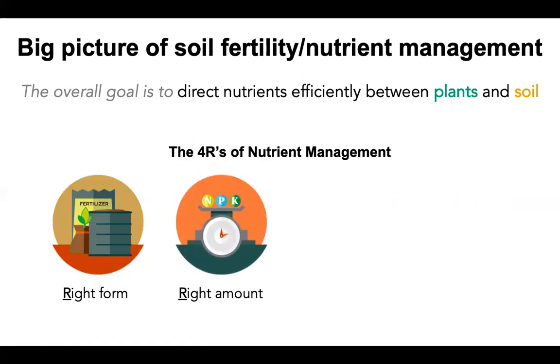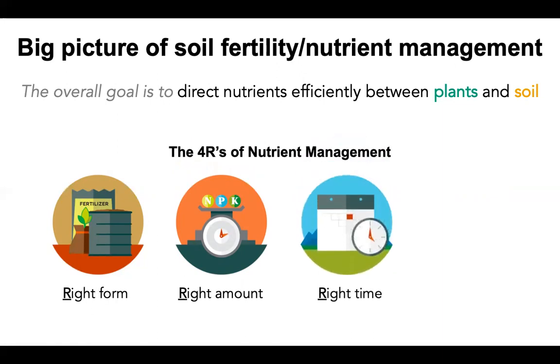Up next is the right amount. We want to make sure that when we have nutrients available to a plant, especially a crop, that we have enough of it. But of course, we also want to make sure that we have enough and in the right form at the right time. Having all the nutrients available, for example, in the middle of winter, would not be particularly helpful for a plant that is not growing in the winter. So we want the availability of those nutrients to sync up with the plant growth stage appropriately.